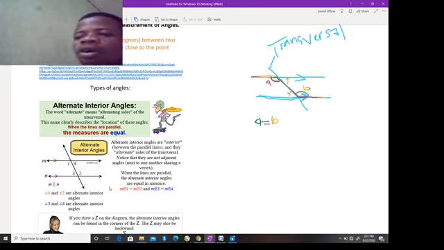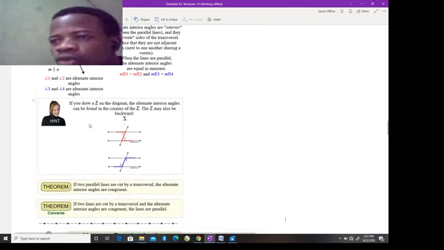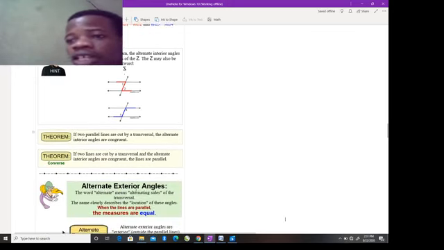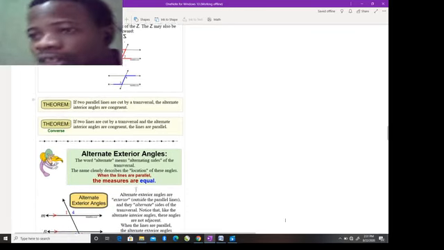So what about exterior alternate angles? If you draw it, you have this, you have this. I've shown that if two parallel lines are cut by a transversal, the alternate interior angles are congruent. Congruency means equality. If two lines are cut by a transversal and the alternate interior angles are congruent, the lines are parallel. So these are theorems in geometry that all math students should be familiar with.